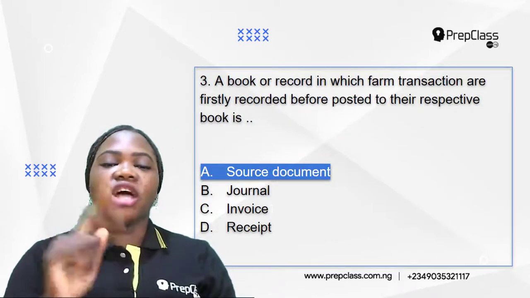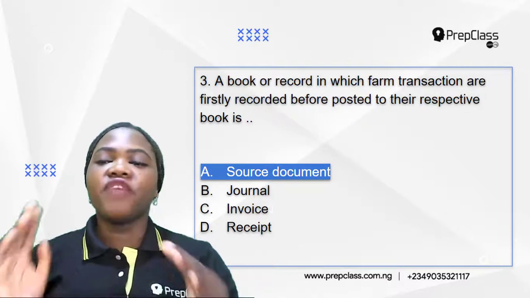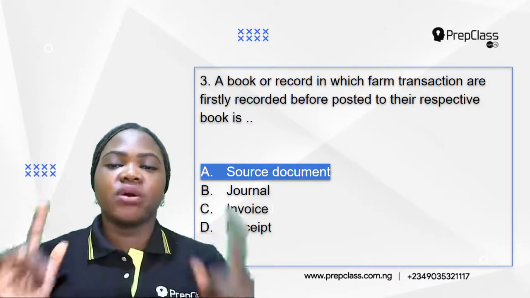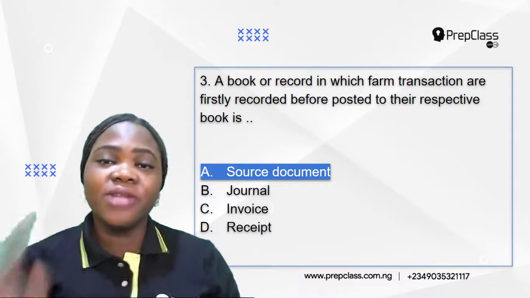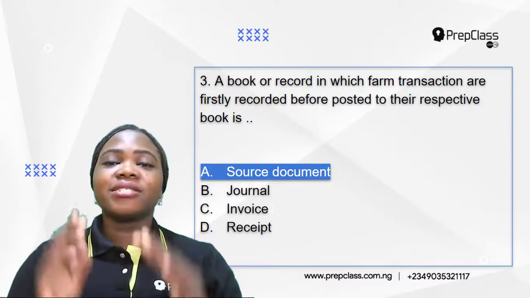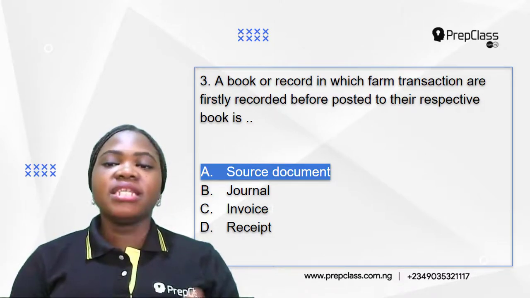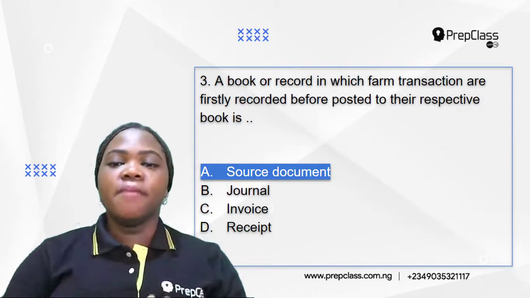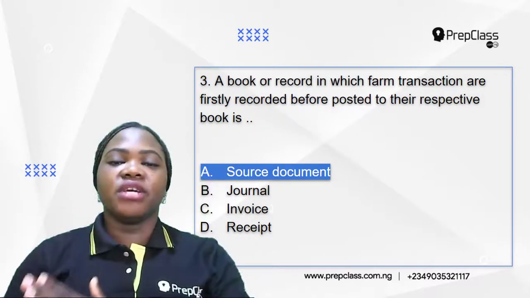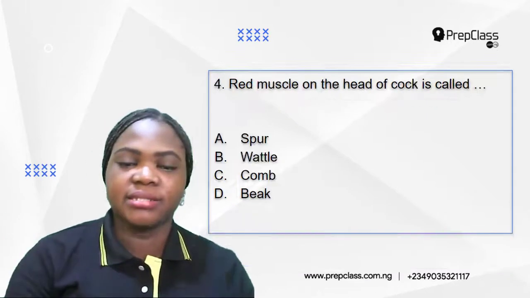Now, which of the options is correct? A book or record in which farm transactions are first recorded before being posted to their respective books is the source document. Remember that the source document is the original record of transactions. So this is where the farm transactions are first recorded before posted to their respective books. So the answer is A, source document.